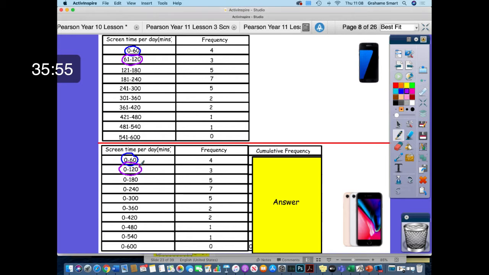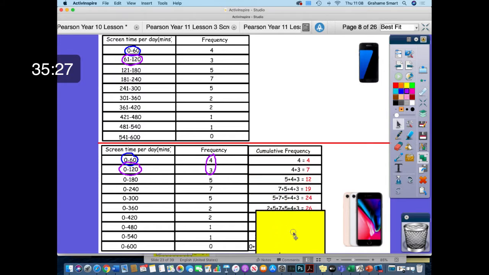So if you think about it, between 0 and 120, we have 4 and 3. So we add those together, and that's what's happened here. If you look at what's actually happened, we've done 4 add 3 because this class interval isn't 61 to 120, it's 0 to 120. So anything between 0 to 120 is what we're interested in for the cumulative frequency. Okay, so that's what I'm trying to get across there, and I'm sure you've all done cumulative frequency before.